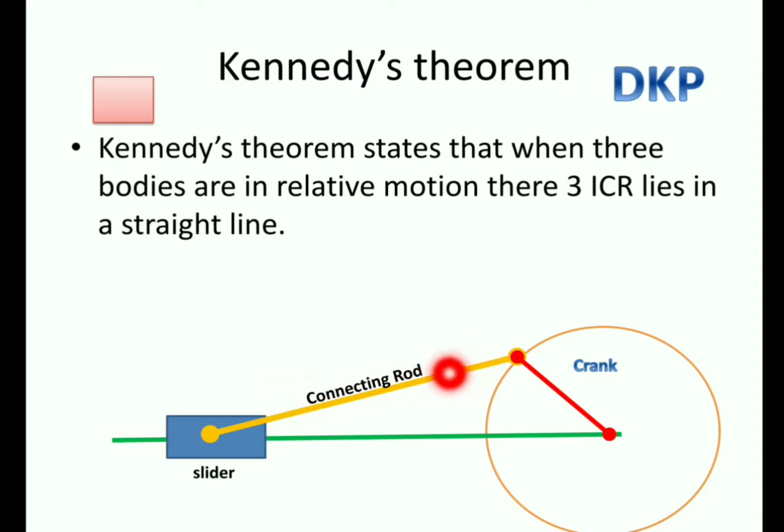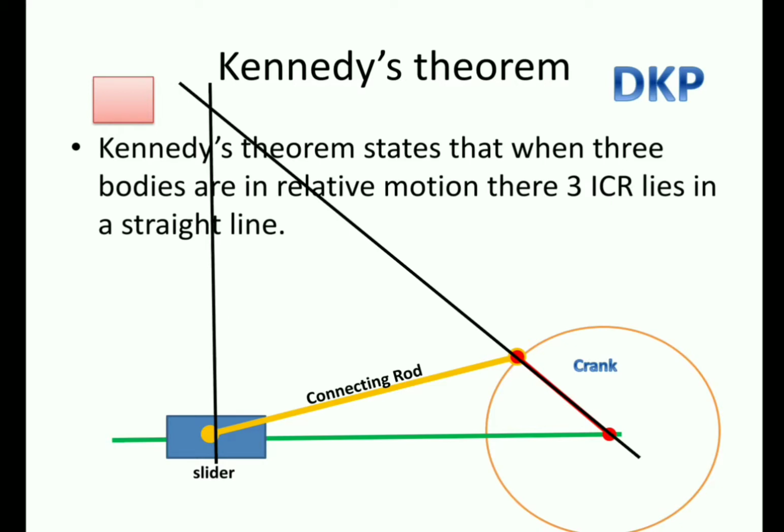Now we are here going to discuss the ICR of the connecting rod. The connecting rod's ICR will be located with the help of a theorem known as Kennedy's theorem. What does Kennedy's theorem say? If three bodies are in relative motion to each other, their three instantaneous centers of rotation will lie in a straight line. Let's see how we have located the ICR. So what we have done is extend the rod. We know that this is one ICR, this is the second ICR, and the third will be on the straight line.